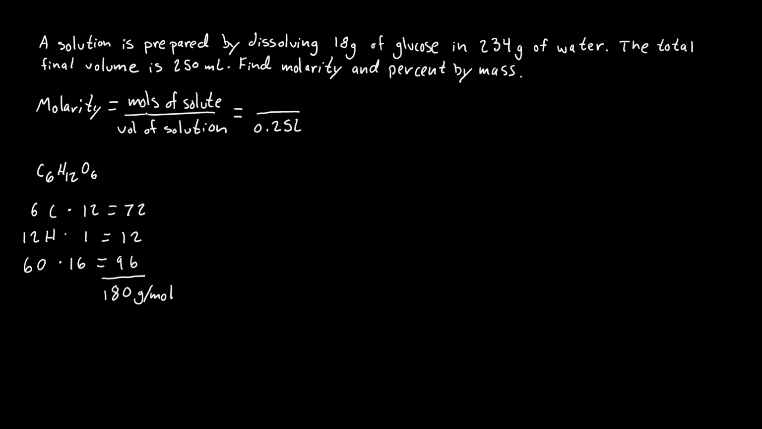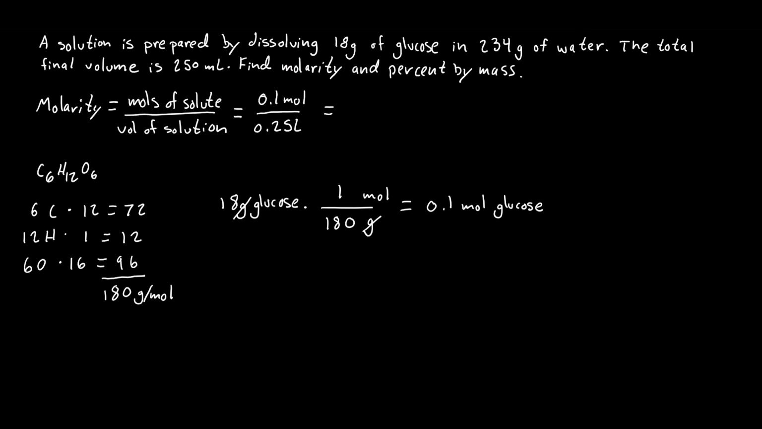Now we have 18 grams of glucose, and our molar mass of glucose is 180 grams per mole. So that means if we're using dimensional analysis, we want grams on the bottom and moles on top, so that our grams will cancel out. And so we have 180 grams for every 1 mole. And so 18 divided by 180 is 0.1 moles of glucose. Now we can put that back into our equation up top. And 0.1 divided by 0.25 is 0.4 molar glucose. And so that's the molarity of our solution.